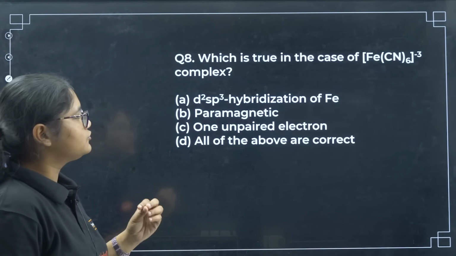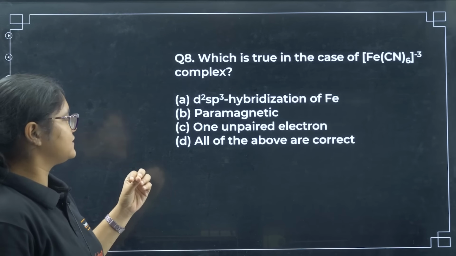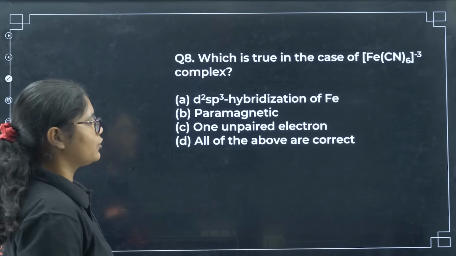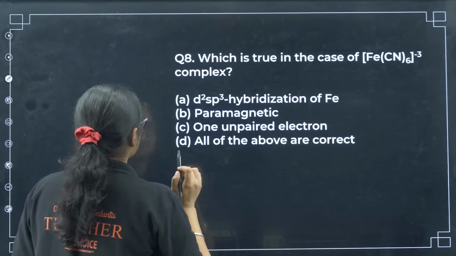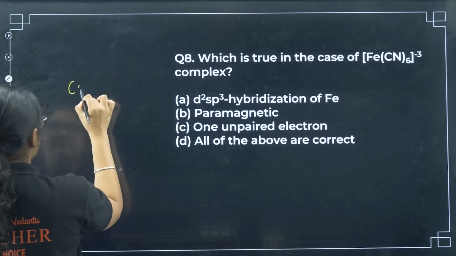Next, which is true in the case of the [Fe(CN)6]3- complex? Let us draw this one quickly. I have given you 4 examples that are there in our NCERT book.